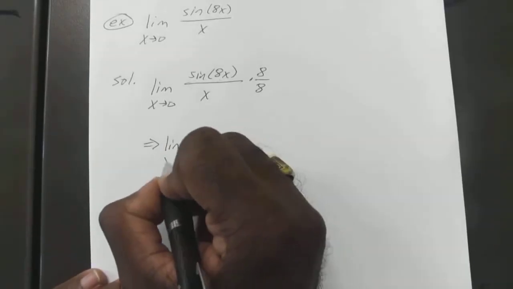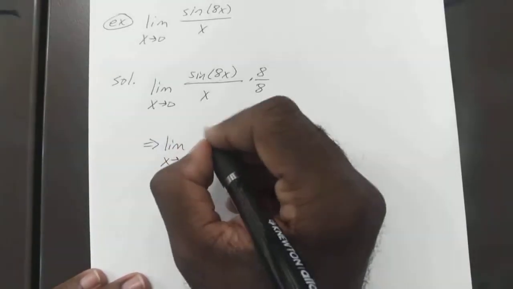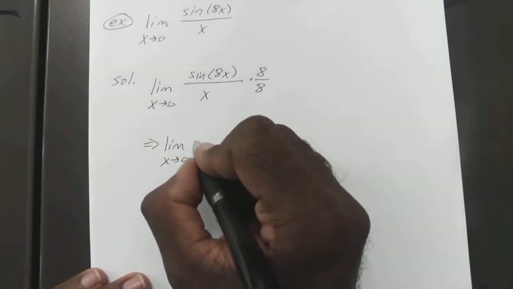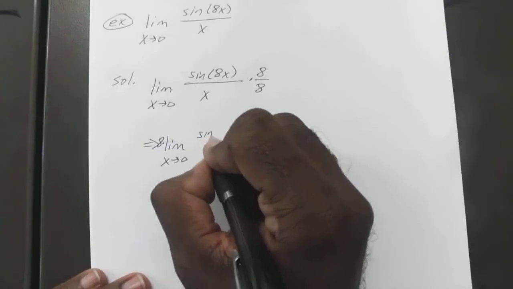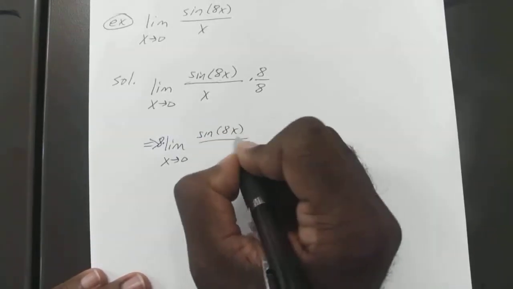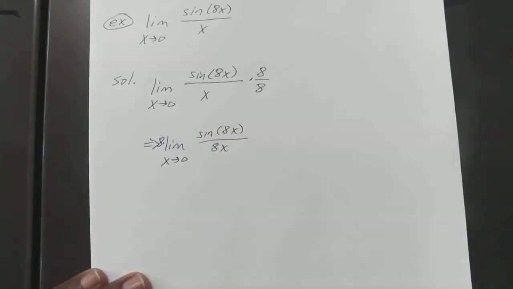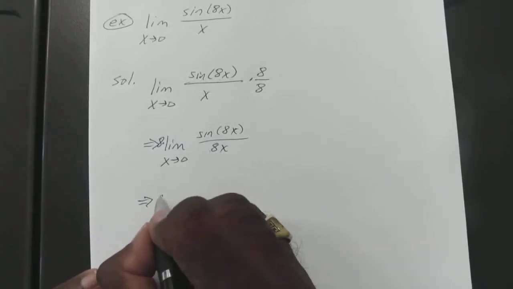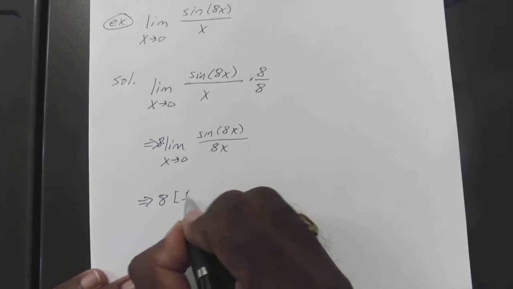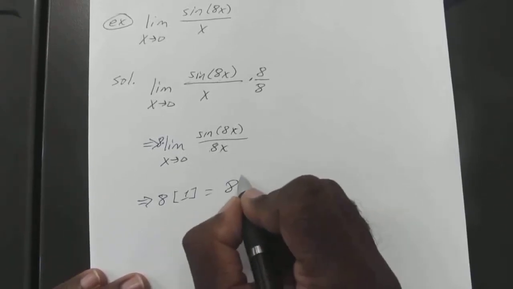So you have the limit as x approaches 0. Oh, forgot to bring it out front. Sine of 8x over 8x. As long as these two match, that's just going to equal 1. So you really just have 8 times 1, which is just 8.